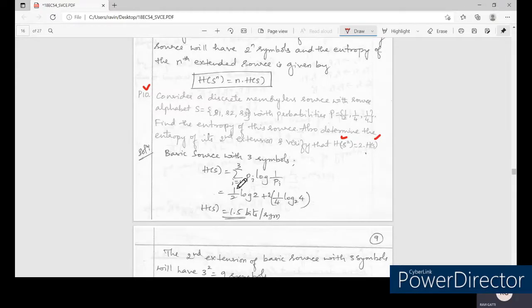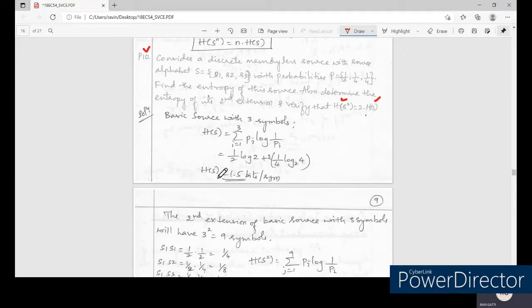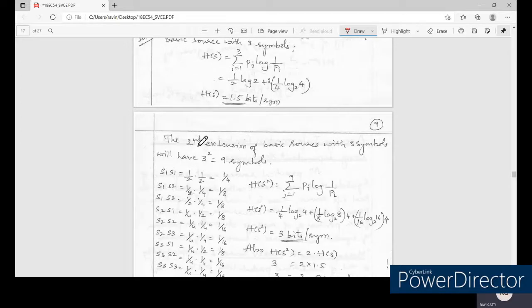So we know that the summation from i equal to 1 to q of Pi log 1 by Pi. Since the number of source symbols we have is 3, H of S is nothing but the summation from i equal to 1 to 3 of Pi log 1 by Pi. If I substitute the probability values, you'll be getting the source entropy H of S equal to 1.5 bits per symbol. Now go for the second extension.